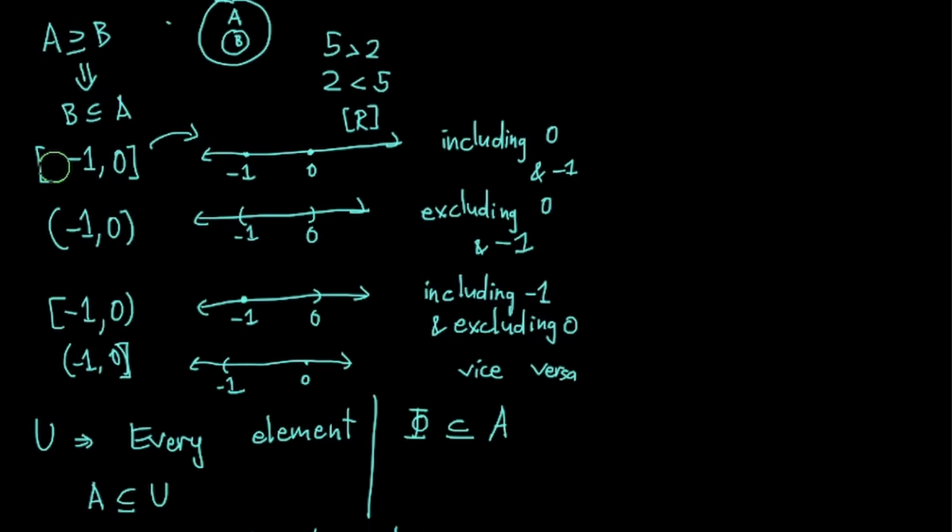There's also semi-closed or semi-open intervals where it's just one square bracket and one round bracket. Again, you can look here and you can understand that. So in this case it includes -1 but excludes 0, in the other it excludes -1 but includes 0, right?